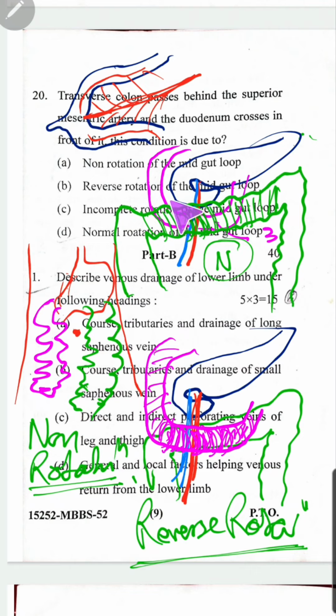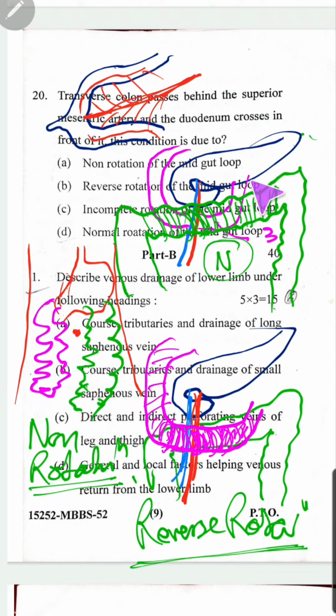Incomplete rotation, what will happen? Partly the structures derived from the midgut may reach the left side, and partly the structures derived from the large gut may reach the right side. So that will be an incomplete rotation, right? And non-descent of the colon, subhepatic cecum, they are all called malrotation. So there are different terminologies. Let me tell you, incomplete rotation, I have taught you.